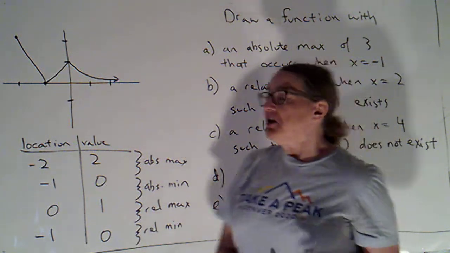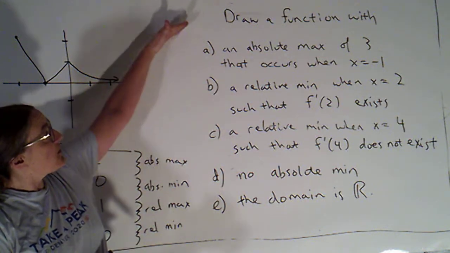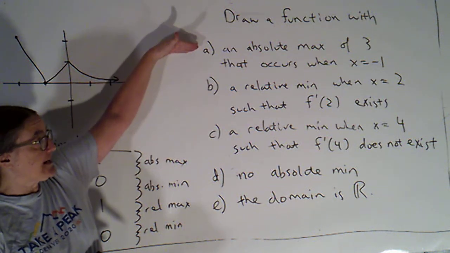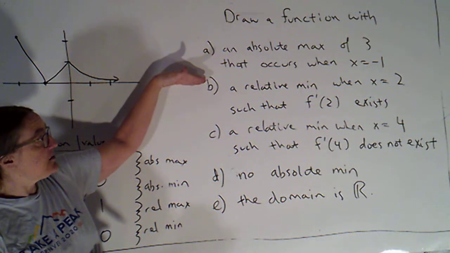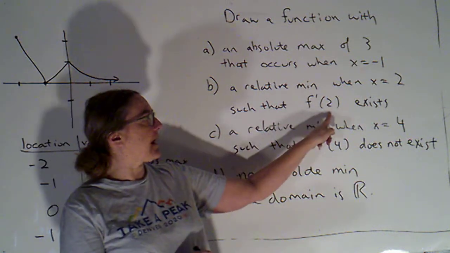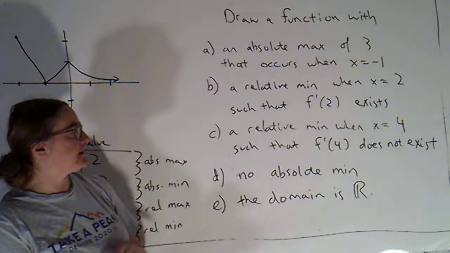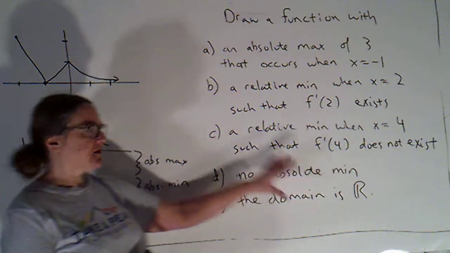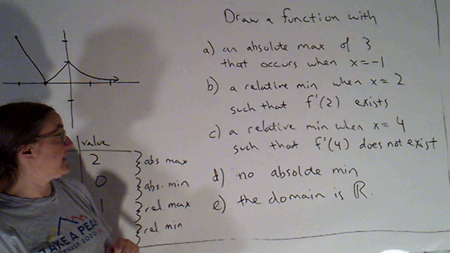Okay, so the next problem, I'm asking you to draw me a function. I want these 5 things to be true. I want it to have an absolute max of 3 that occurs when x is -1. I want it to have a relative min when x is 2. And I don't tell you how high that needs to be, but I do tell you that I want the derivative at 2 to exist. And then here, I want to have a relative min when x is 4, but I want the derivative at 4 to not exist. So we're sort of looking at what we know about the derivative at relative mins if it does or doesn't exist.